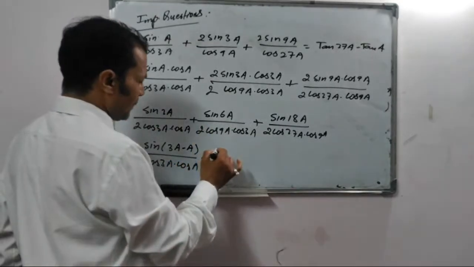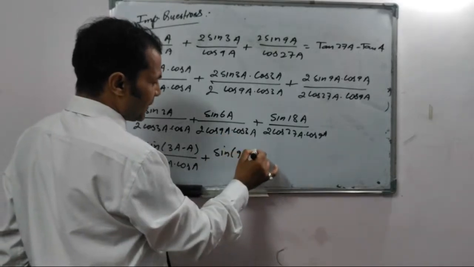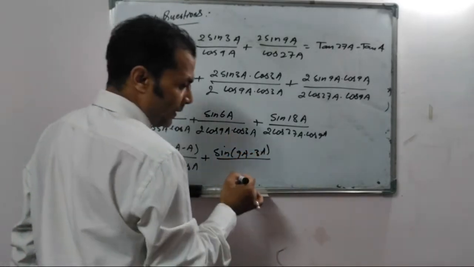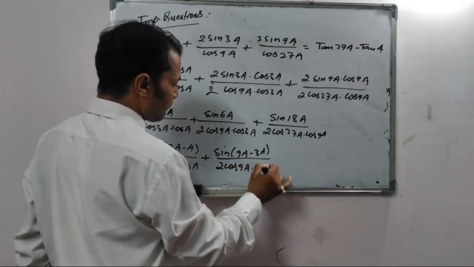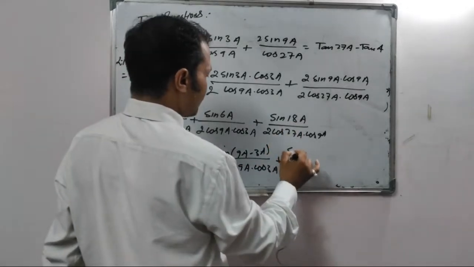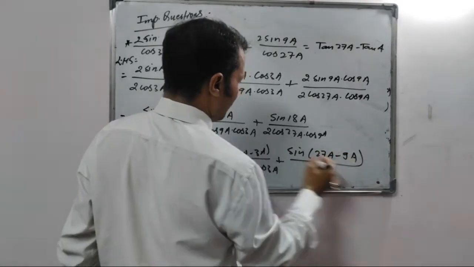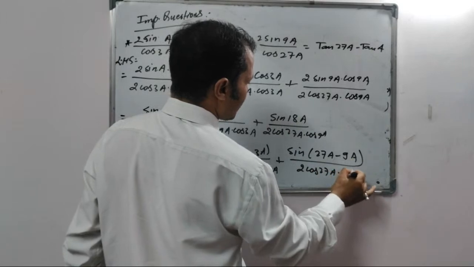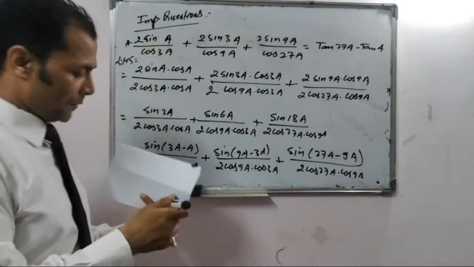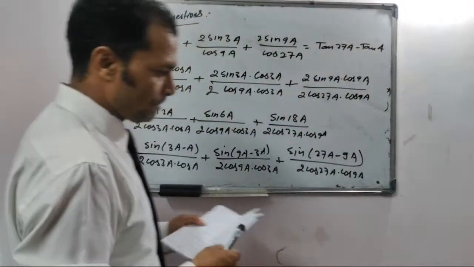The same over here, sin 9a minus 3a, the difference between these two, right? By 2 cos 9a into cos 3a plus here sin 27a minus 9a. It fits together by itself, it matches. 2 cos 27a into cos 9a. Okay, up to here it is fine. Are you guys clear? Now I'll erase the top part here.